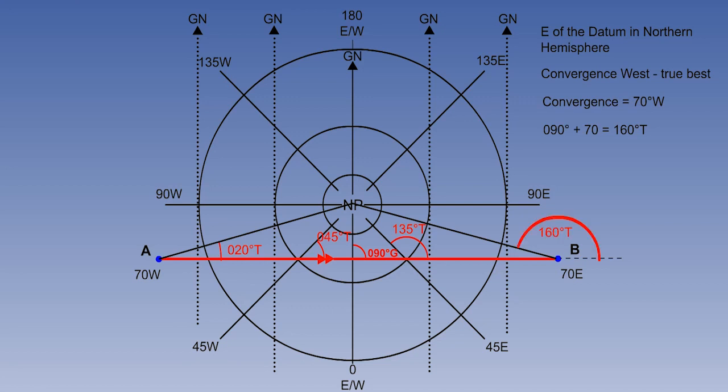This all ties in with what you learnt about polar stereographic charts. The longitude has changed from 70 west to 70 east, which is a difference of 140 degrees. Therefore, the true track of any straight line must also change by 140 degrees. In this example, we have gone from 020 degrees true to 160 degrees true. The grid track, however, does not change.